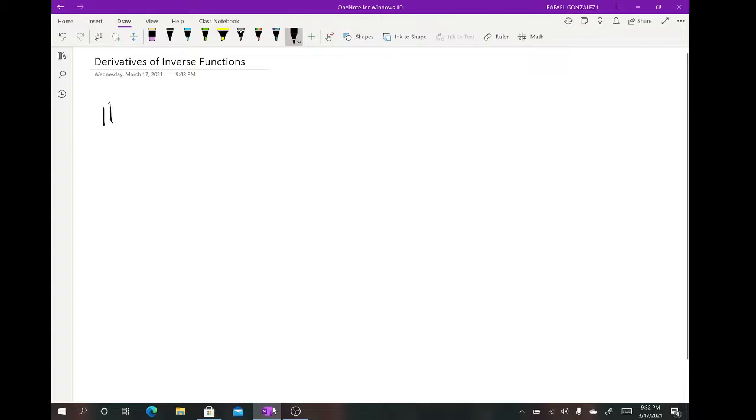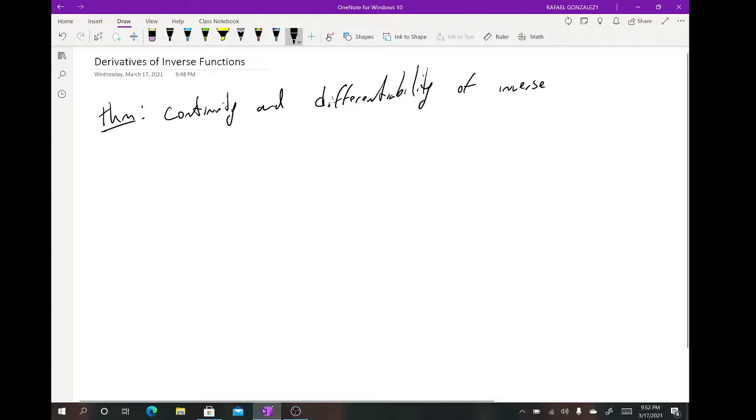I'm going to start by first writing down a couple of theorems that we will be using in this section. The first one is called continuity and differentiability of inverse functions. And it says the following.